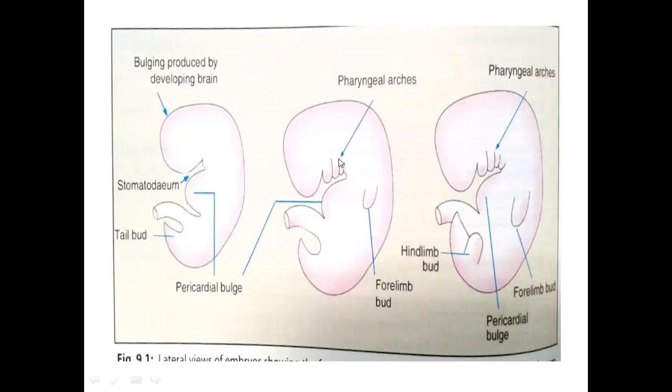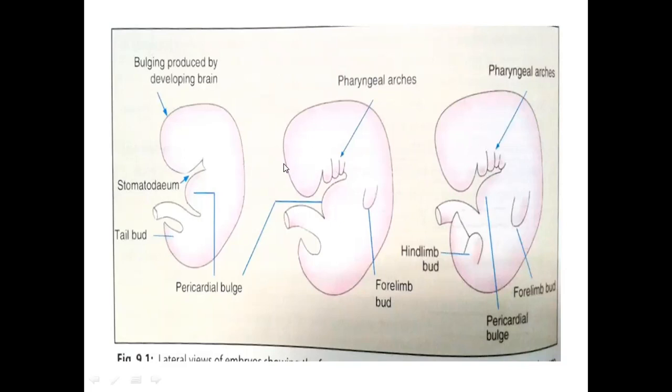In the floor of the foregut or pharynx, mesodermal thickenings take place, which are rod-like structures. These ridge-like structures, the mesodermal thickenings, we call pharyngeal arches. You can see there is one ridge, another thickened ridge, a third thickened ridge, like that. Here the foregut part is here. In that floor, the pharynx is going to form, and here the mesodermal thickenings take place.